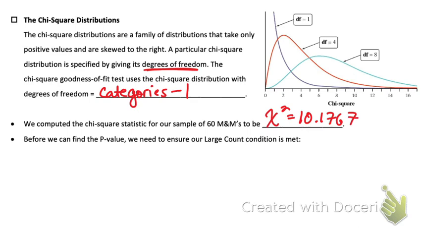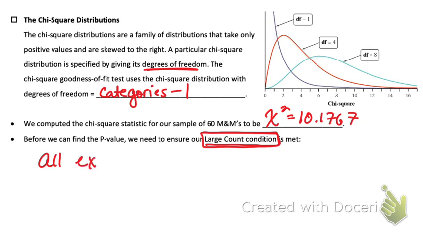Before we can find our p-value, we have to ensure our large count condition is met. Here's the large count condition for chi-squared.